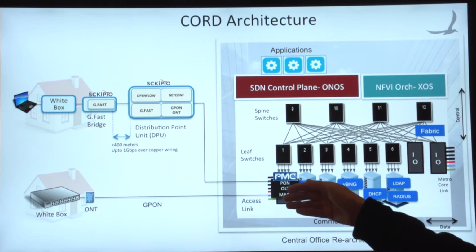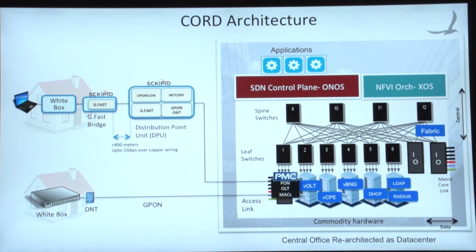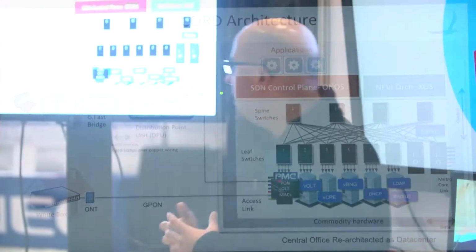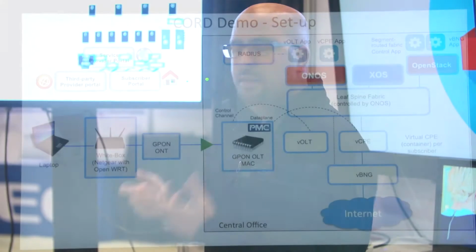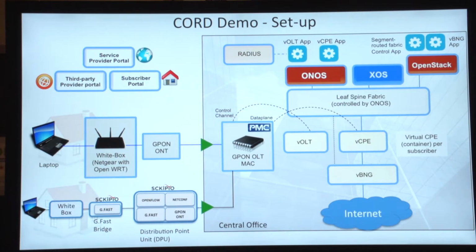We have an OLT MAC and a G.fast. Both of these are disaggregated in the sense that they are now controlled by OpenFlow, and we can provision rules onto them when the subscriber comes up. So that was the architecture of the demo. Now we're going to show you what we have actually set up in the demo.